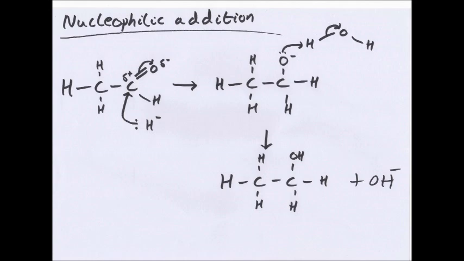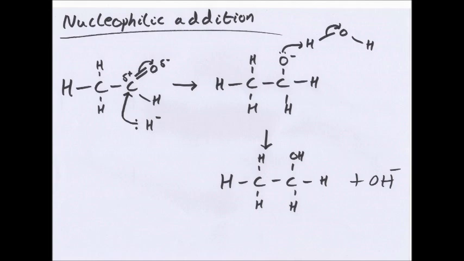nucleophilic addition. So what happens is, as we know, the C=O bond is slightly positive, slightly negative. This slightly positive carbon means that an H minus ion will be attracted to the centre. The H minus is a nucleophile. So the H minus goes to the carbon atom, and then the double bond breaks with the bond going to the O minus.